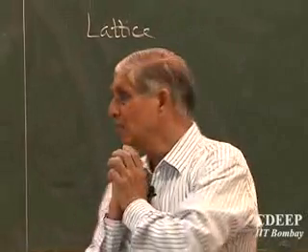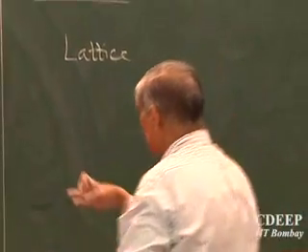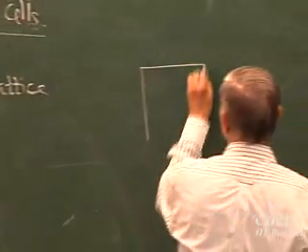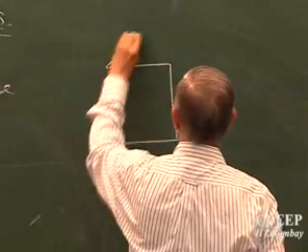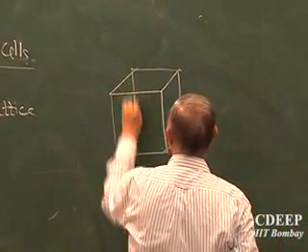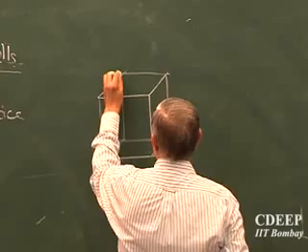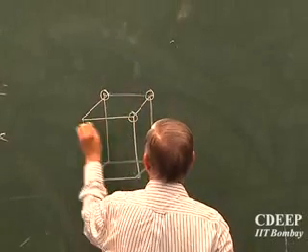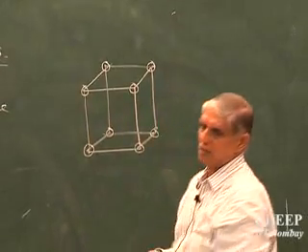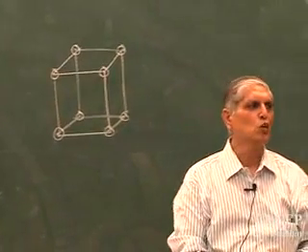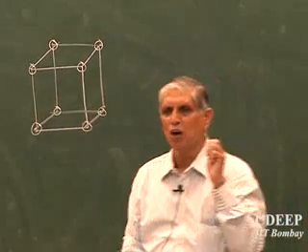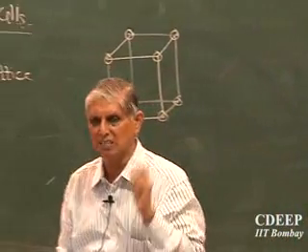So a cell which I am looking into may not be this, but I look into a cell which is more cubic in nature. And we say at every corner there is an atom. This is called simple cubic cell. Simple cubic cell. At every corner of the cube there is an atom.